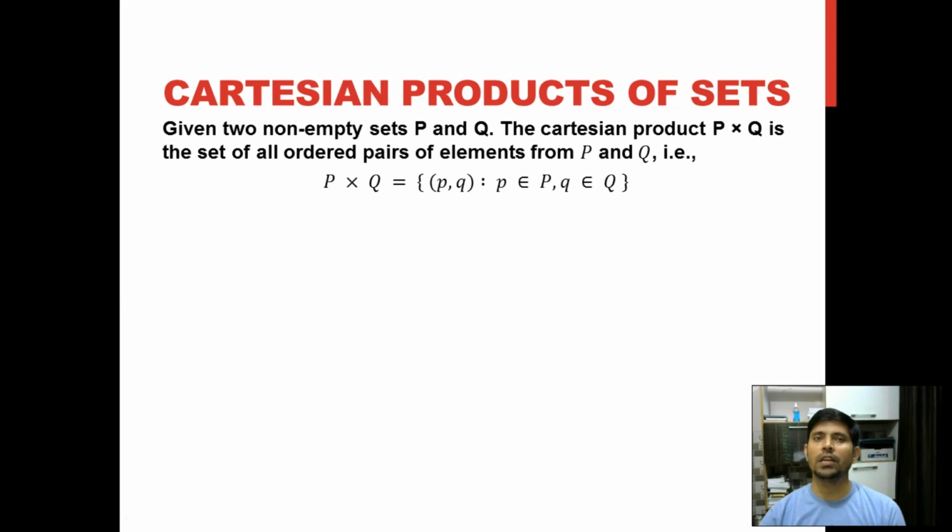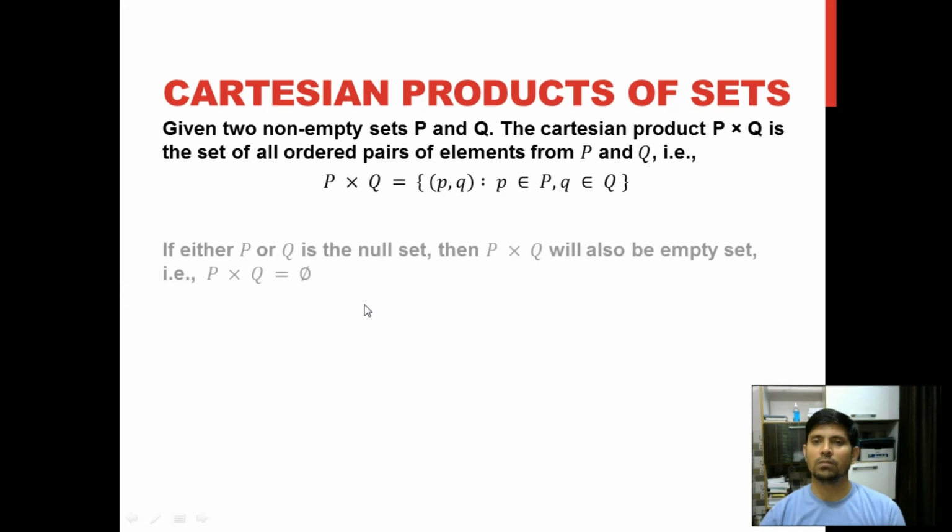It means whenever we are finding the Cartesian product of two sets, it is denoted by P cross Q or A cross B or X cross Y, and the first element belongs to the first set, P, and the second element belongs to the second set, Q. If P or Q, either one, is the null set, meaning having no element, then P cross Q is also an empty set, that is, P cross Q equals phi.